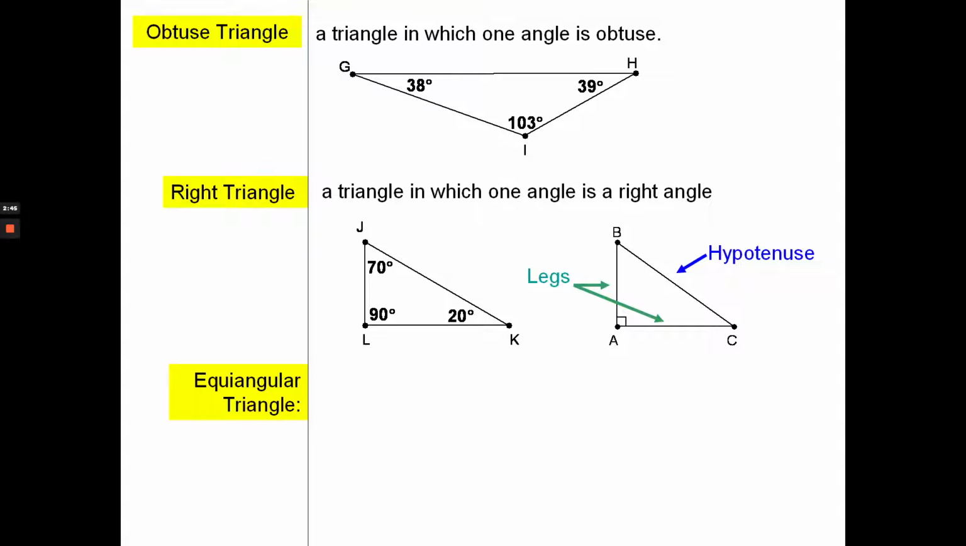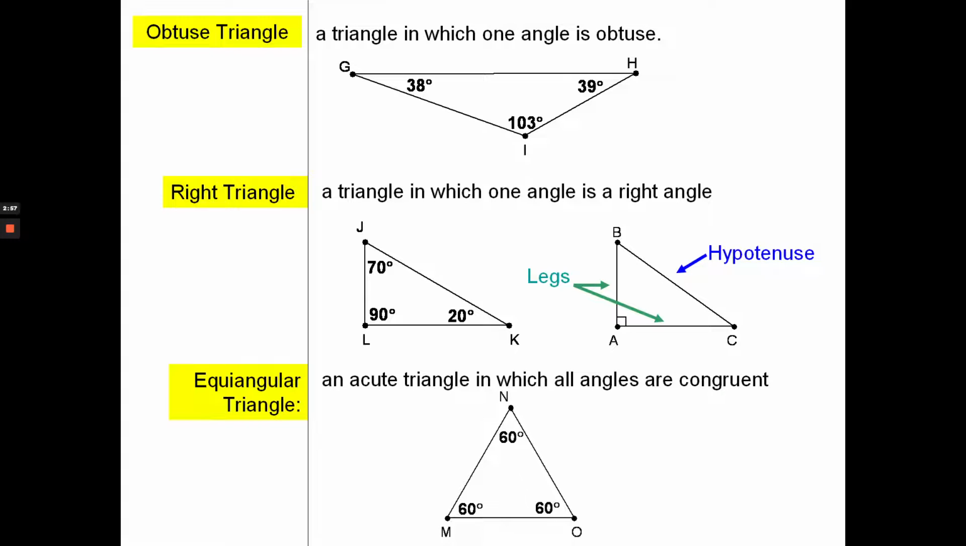An equiangular triangle. Equi means equal, angular means angle. So this is an acute triangle in which all the angles are congruent. The only triangle in which all the angles are congruent is a triangle with 60, 60, 60 degrees in all three angles.